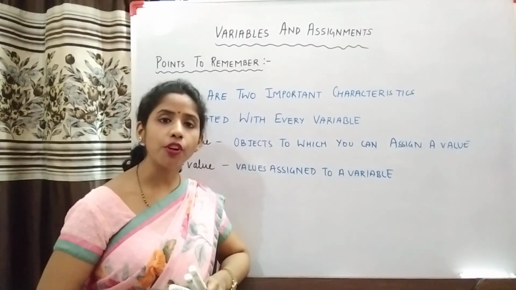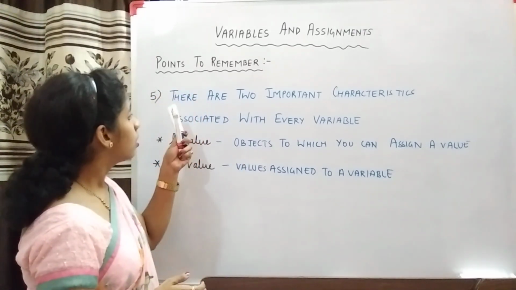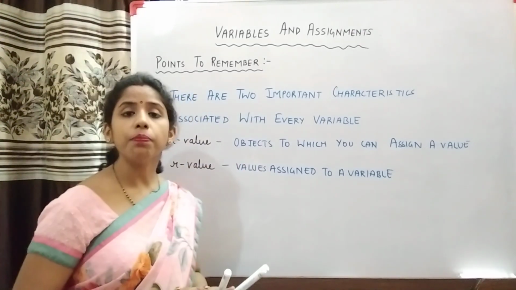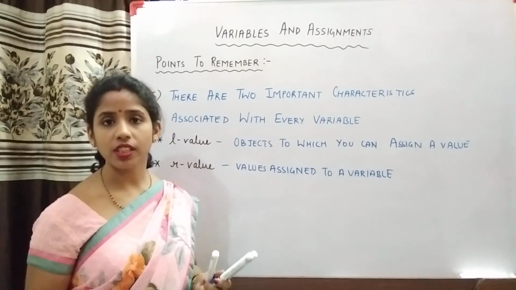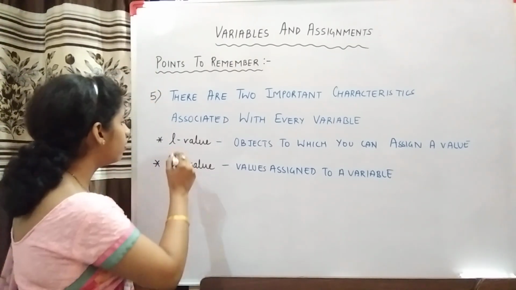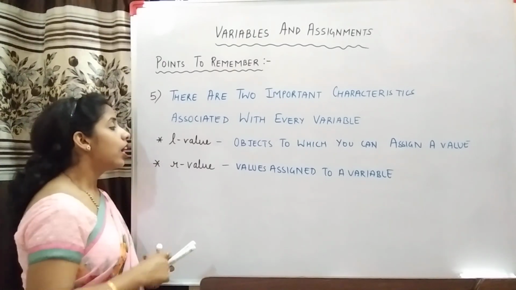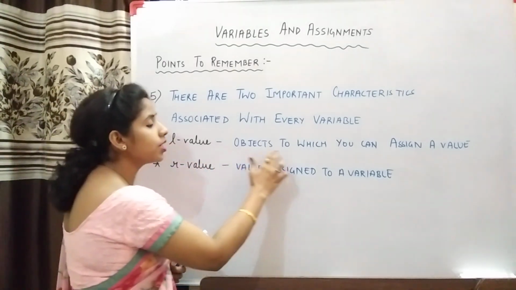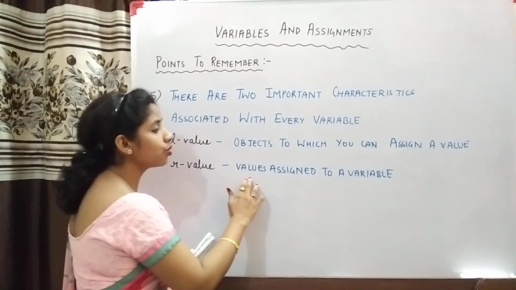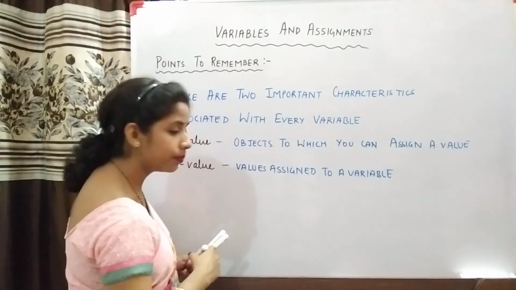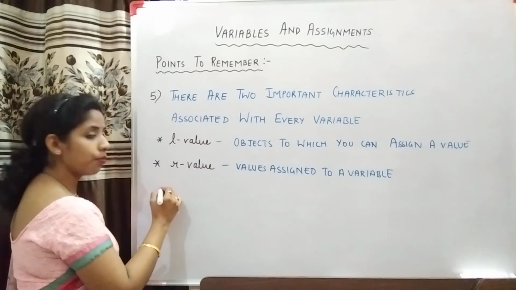Then the last important point is that with every Python variable you have two parameters attached or associated with it, which are called L value and R value. L value refers to the objects to which you can assign a value, and R value refers to the values assigned to a variable. Let us understand it with the help of an example.